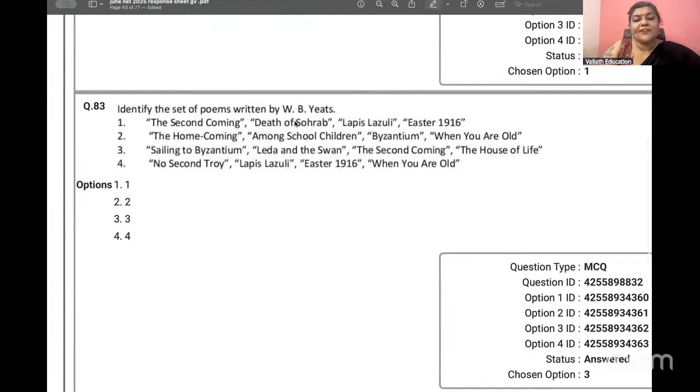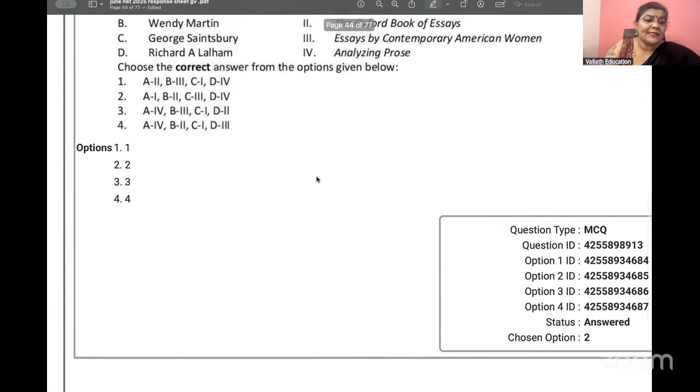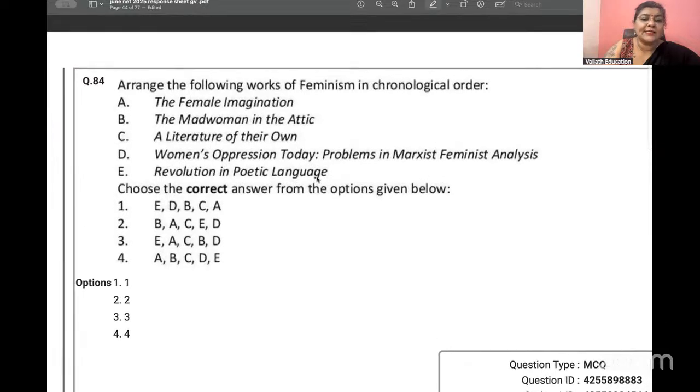Now, identify the set of poems by W.B. Yeats. Many of these you wouldn't know. No Second Troy, you should know. Famous. Lapis Lazuli, you should know. Famous. Easter 1916, you should know. Famous. When You Are Old is also prescribed in many universities. I have checked out syllabi, so I know. This is the fourth one. No Second Troy, Lapis Lazuli, Easter 1916. For me, it is easy. Sometimes you might have got confused. Doesn't matter. But W.B. Yeats is a sure shot author. They always ask.